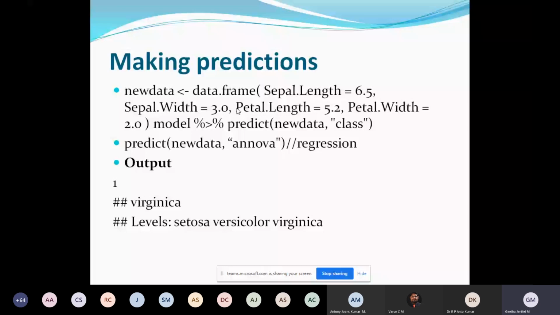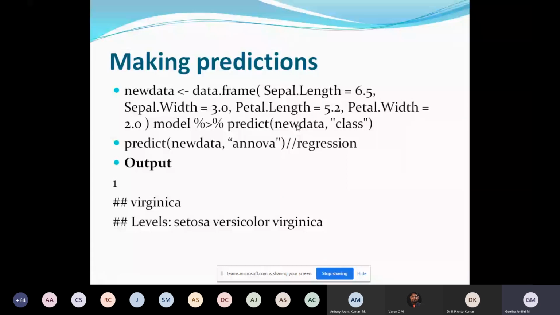For that, the command is, first, the data frame. Then you give the attribute values. Then you're going to predict. I'm going to test sepal length equal to 6.5, sepal width 3.0, petal length 5.2, petal width 2.0. This is assigned to the variable new data. Now I am going to predict which class this new data belongs to.